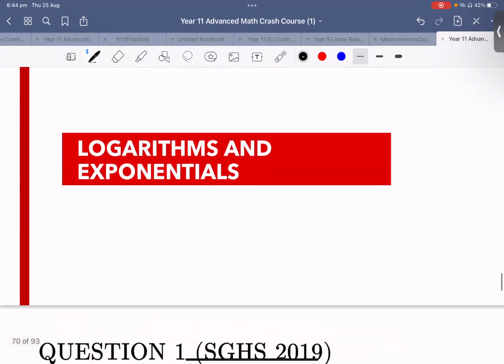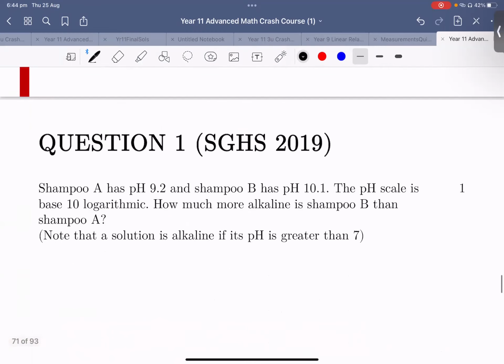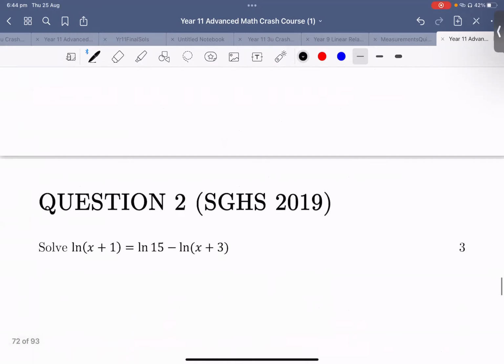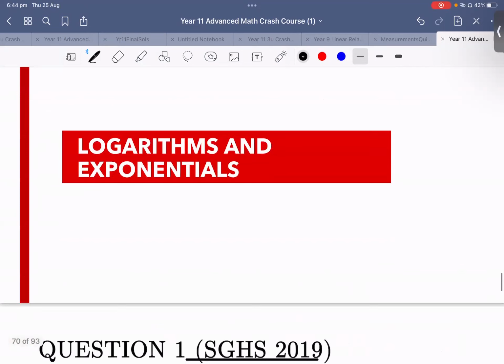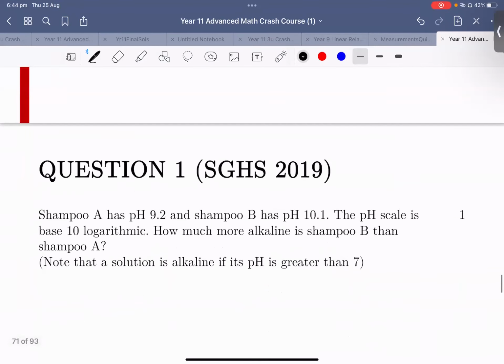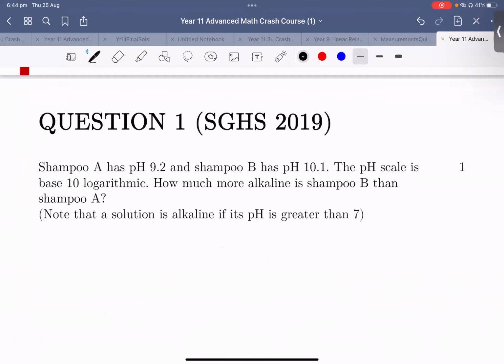Now we move on to logarithms and exponentials. All right, so this topic is essentially carried over from year 10, just the logarithms part mainly. Exponentials, you learn in year 11 as well. So just a heads up with that one. The first question we're given is a 1 marker from Sydney Girls High School 2019, and it's a very chemistry-based question.